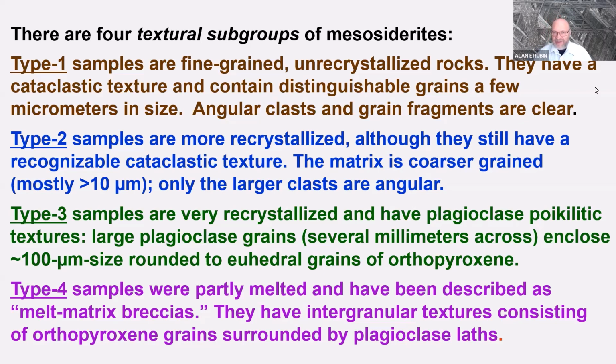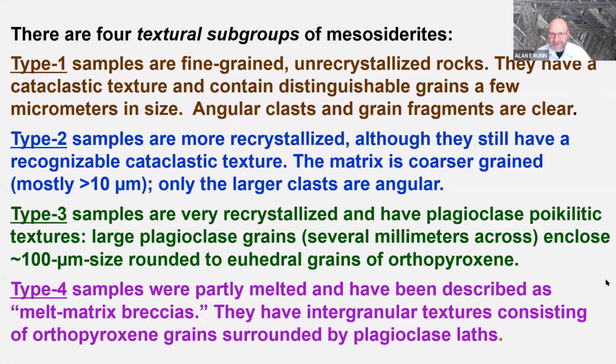The type 1 samples are the ones that have not been recrystallized. These are fine-grained, unrecrystallized rocks. They have a cataclastic texture and contain distinguishable grains as small as a few microns in size. There are angular grains and grain fragments, which are easily discernible.